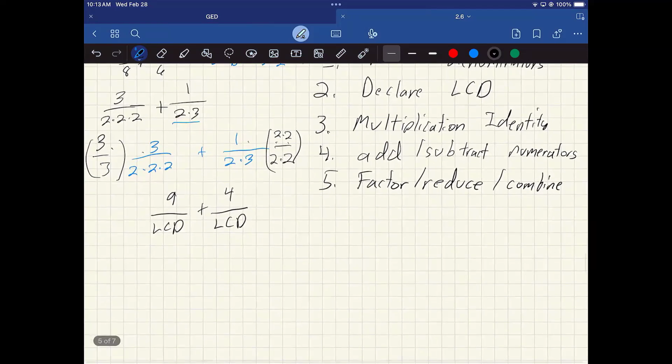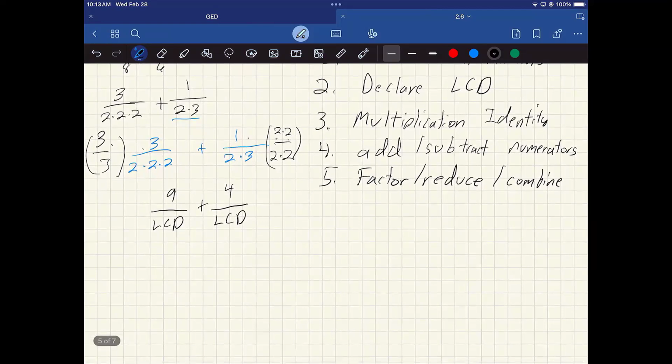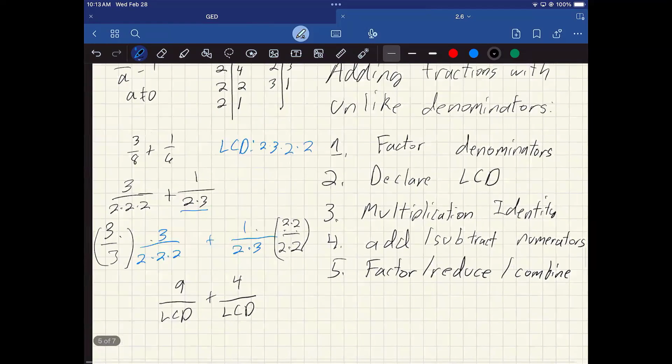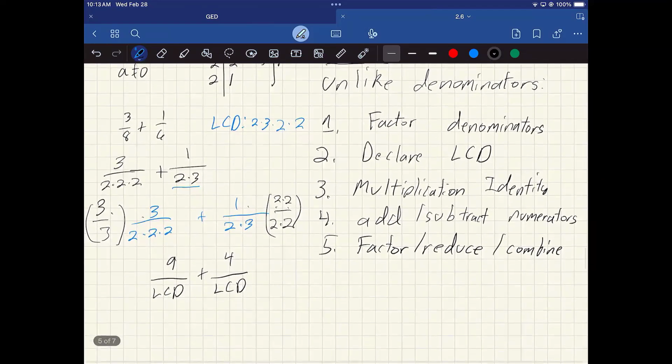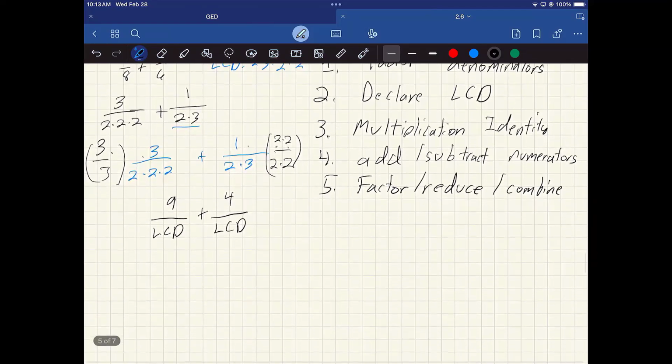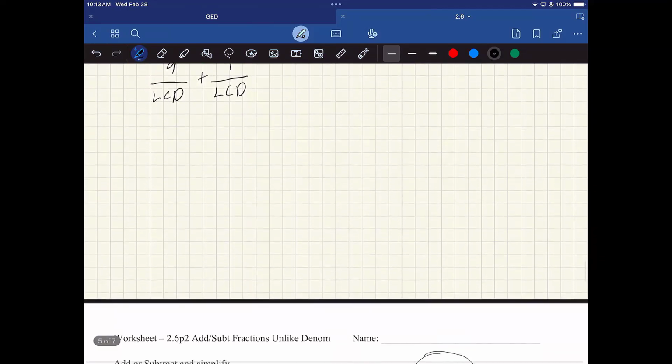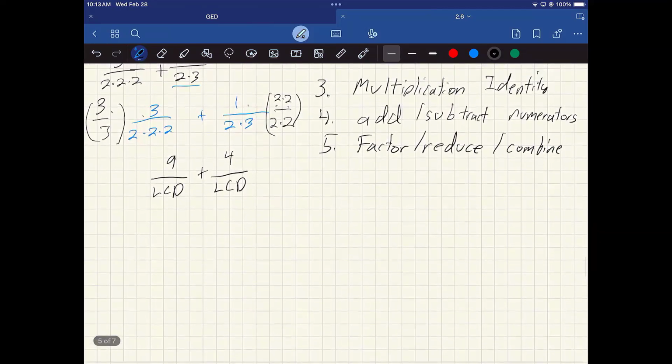So now we're going to say, okay, next step is to add or subtract the numerators. And why do I say this is for adding fractions with unlike denominators? Well, that's simple. Subtraction is addition of the opposite. Isn't that rude how I'm always referring to these definitions?